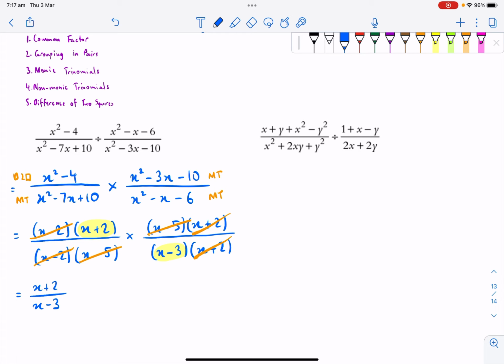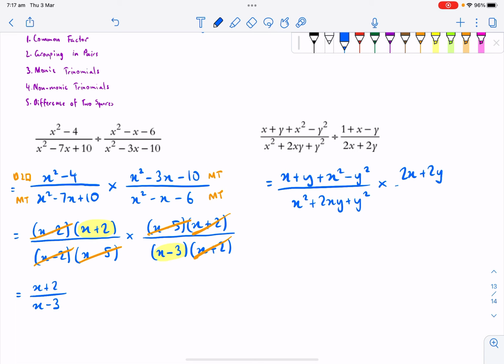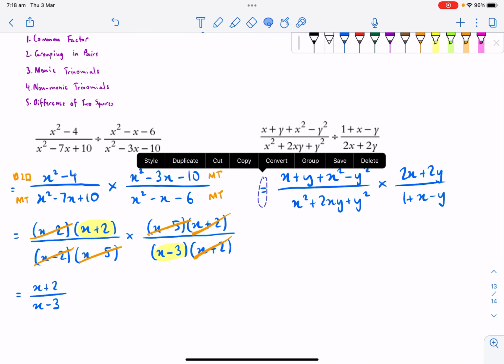All right, let's look at the last example now. So over here, we can see there's a division sign. The first thing I'm going to do is rewrite the fraction, and I'm going to change the division to a times. And then we're going to flip the fraction. And there we go.